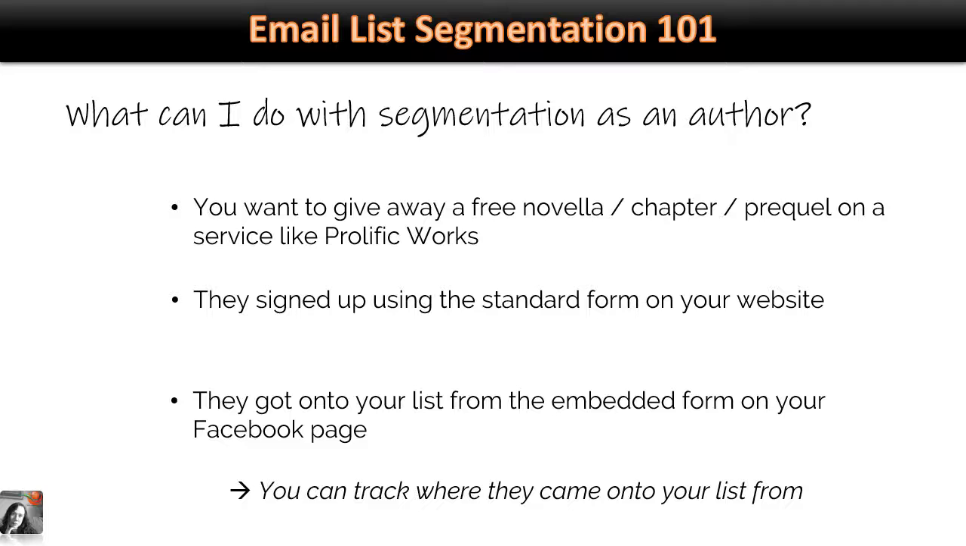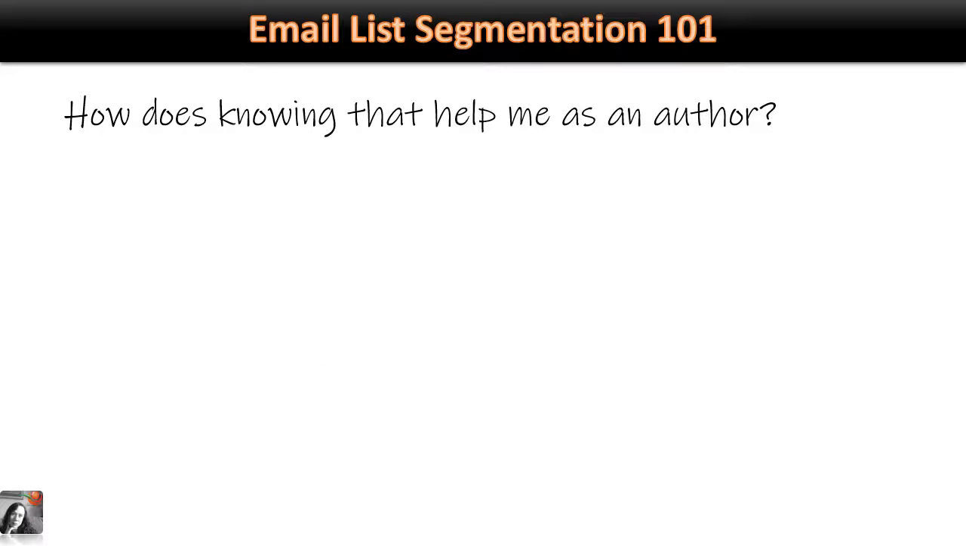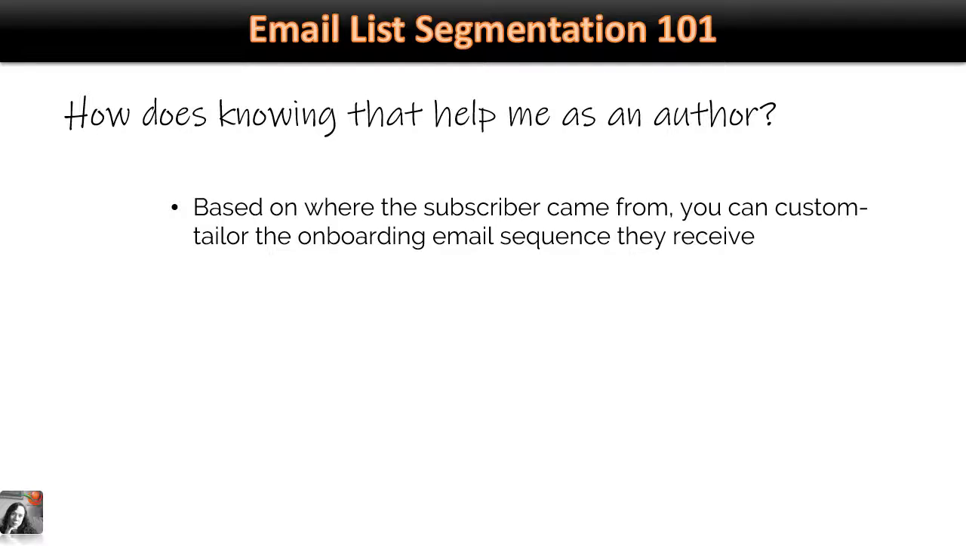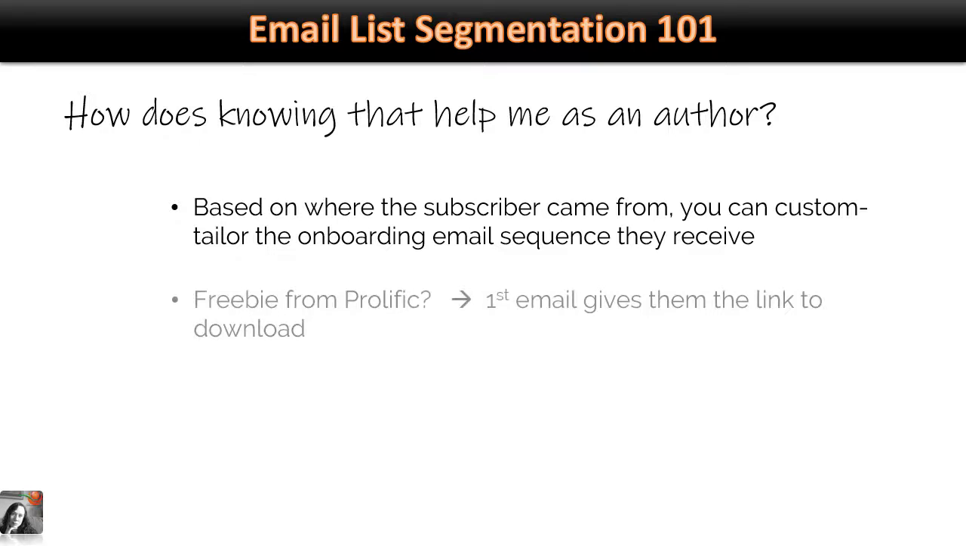Let me say that again. You can track where they came from, how they got onto your list. So how does knowing that help me as an author? Based on where the subscriber came from, you can custom tailor the onboarding email sequence they receive. Okay, that is hugely important. Let me say that again. You can custom tailor the onboarding email sequence they receive. Those automatic emails that go out when you join a list, you can custom tailor those to that specific person based on where they came from, how they got onto your list.